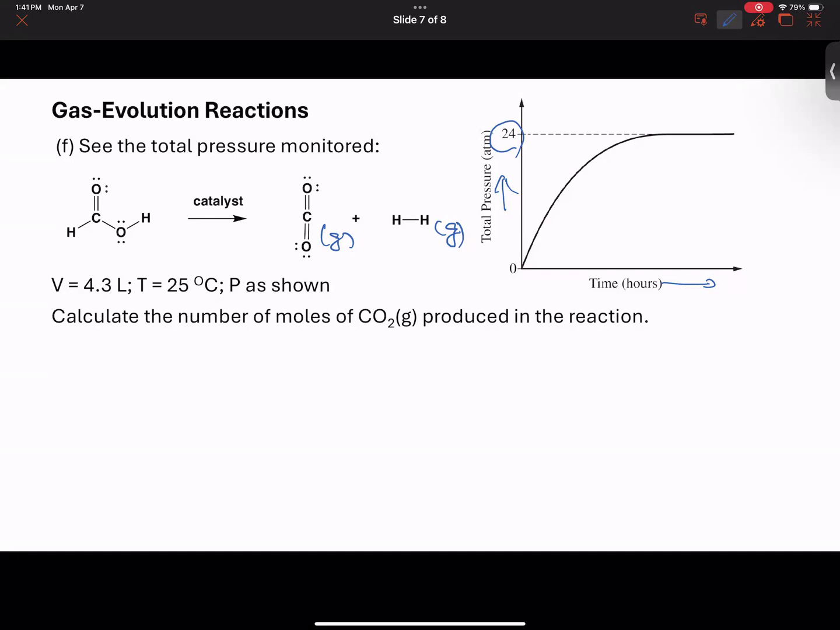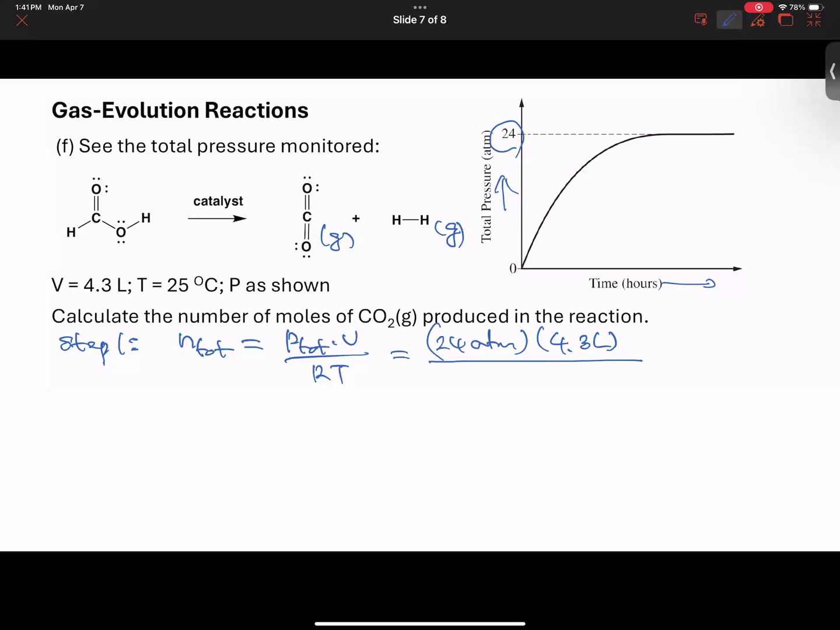So we need a two-step approach. First step, definitely we need the total number of gas particles. This comes from the ideal gas law. So P total V divided by RT. When we rearrange the ideal gas law, the number of moles of gas is PV over RT. So now we know that total pressure in the graph right there is 24 atm, and volume is given as 4.3 liters.